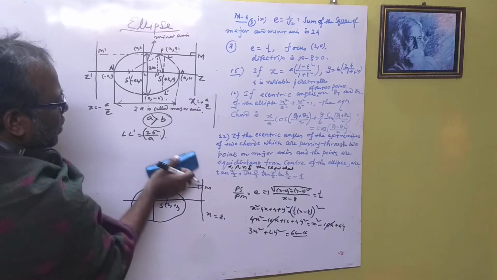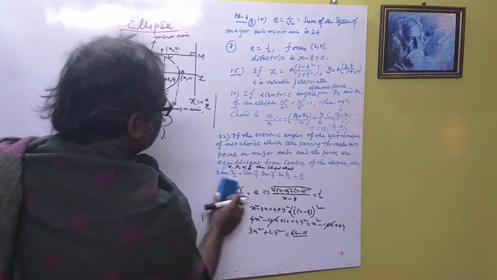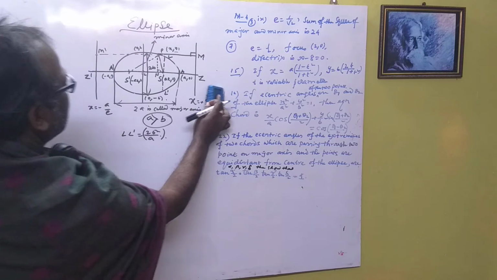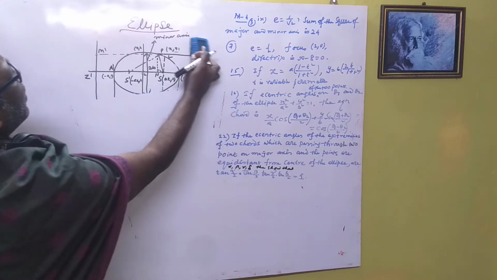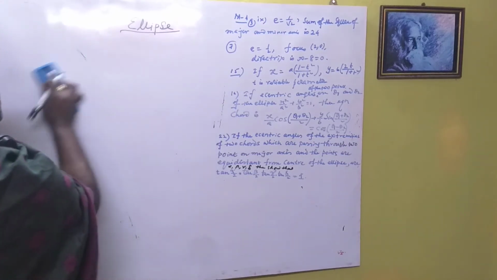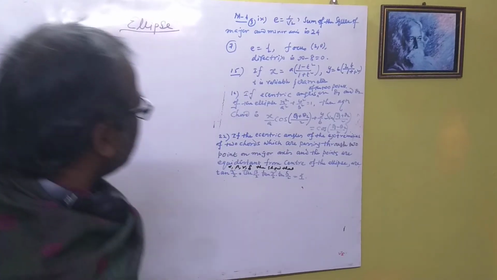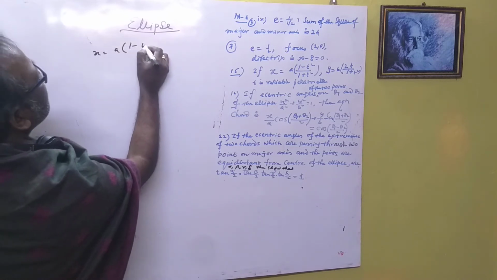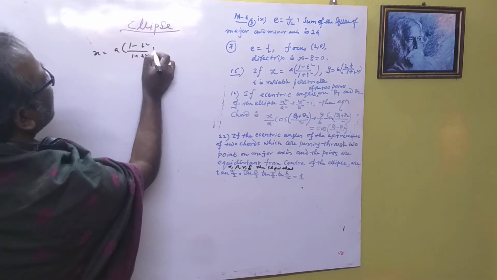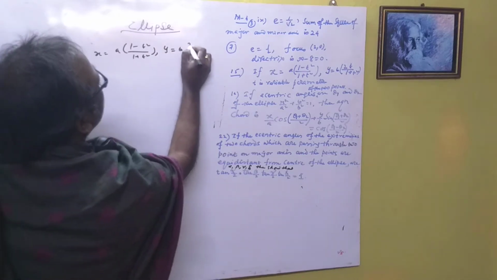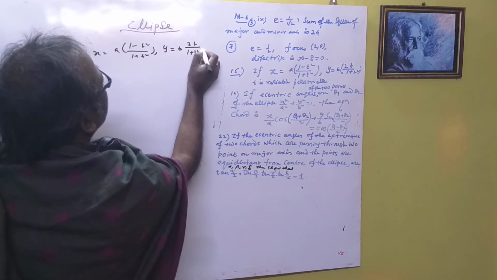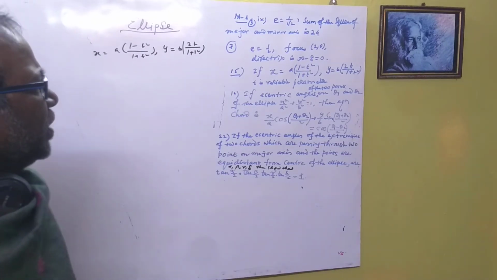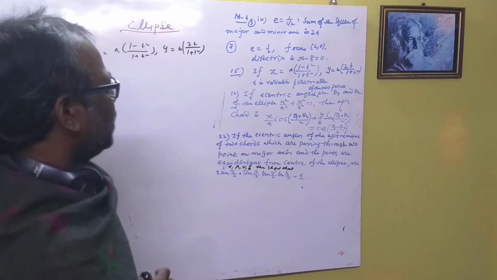Now see the second question, the third question. X is equal to a into 1 minus t square by 1 plus t square, and y is equal to b into 2t by 1 plus t square. That is the variable parameter, and then find the locus of this point.